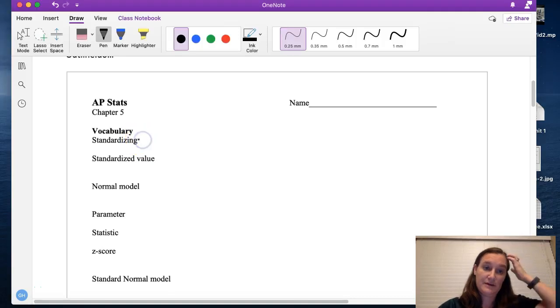All right, so chapter 5 is about the normal distribution mostly, but we're going to start by talking about standardizing. So we're going to do some of this vocabulary and we may come back to it.